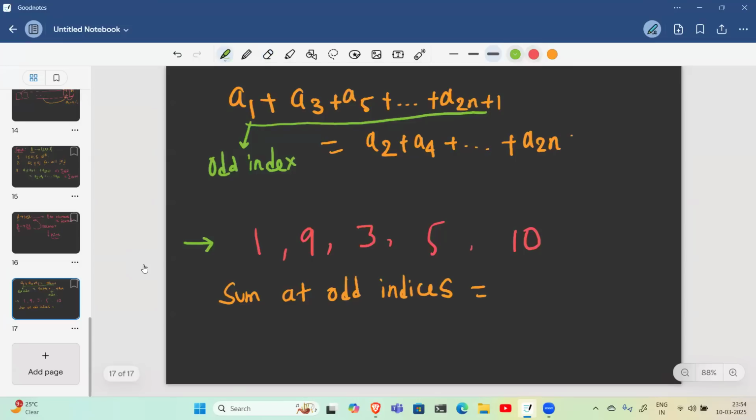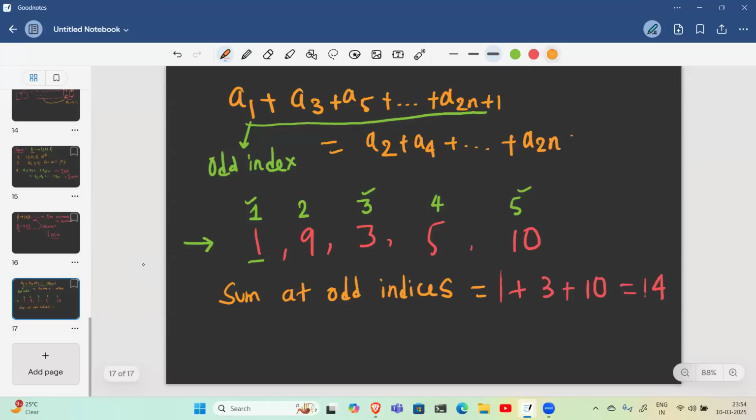So this is the array. If I index them, this is at the first index, this is at the second index, this is at the third index, this is at the fourth index, and this number is at the fifth index. Okay. Now, what is the sum of the numbers at odd indices? So this is an odd index, this is an odd index, and this is an odd index. So the sum of the numbers at odd indices is simply 1 plus 3 plus 10. So what is that? 14.